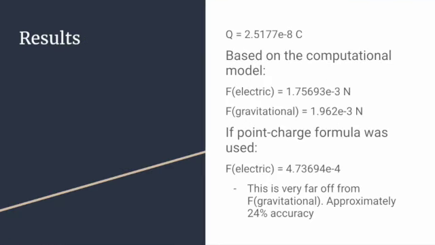Some of the results included in this lab were that based on the computational model, the electric force on the top piece of tape was 1.7569 times 10 to the negative 3 newtons, and the gravitational force was 1.962 times 10 to the negative 3 newtons, which was fairly similar, or at least a lot closer than if the point charge formula was used, which had about 24% accuracy.